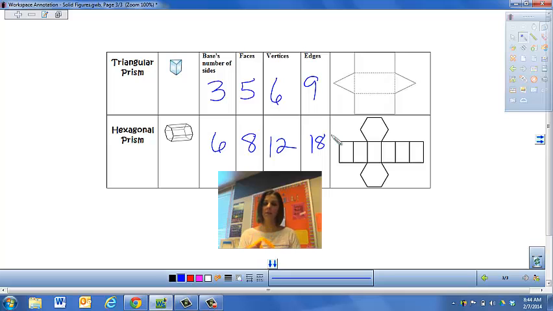Lastly, when we look at the net, you can see the net on your picture, but here's another way it can look. The biggest thing is you want to look at this shape. This shape tells us it's a hexagon, so it must be a hexagonal prism. That's how we classify the shape.